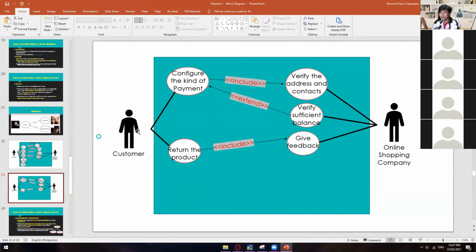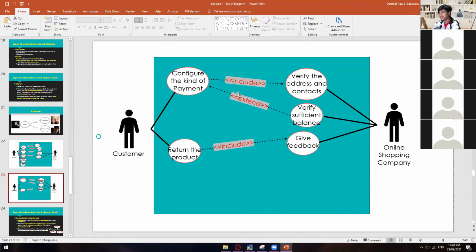And then here's the continuation. So we have to configure the kind of payment. Of course we have to include verify the address and contacts. Once you're done configuring the kind of payment, maybe you're choosing cash on delivery, ATM card, debit card, etc. So we have to verify the address and contacts, to check if it's legit, or if there are too many addresses or no such address.